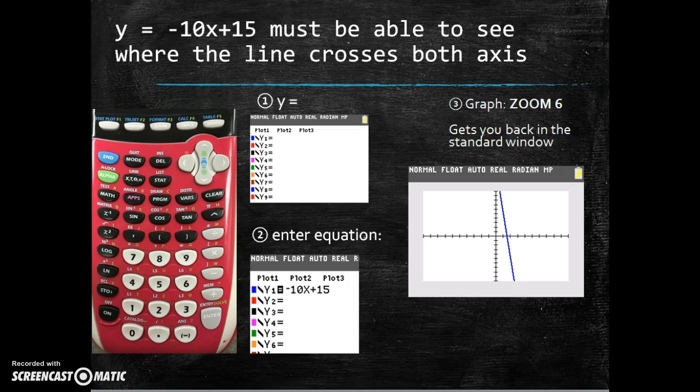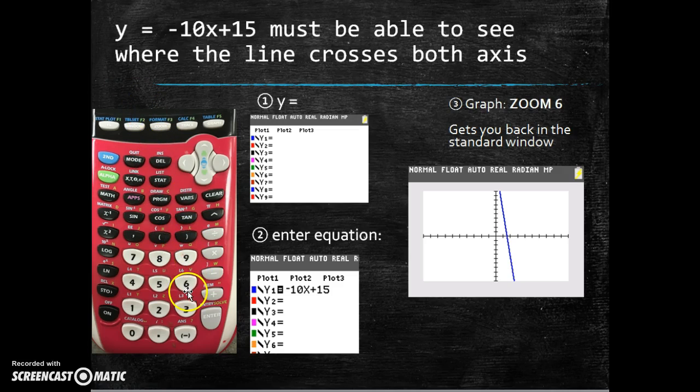Okay. I thought I pressed pause on my thing, sorry about that, I did not. So the next thing I have is y equals -10x plus 15. Again, I still need to see that, so do me a favor, press pause if you need to, and then I want you to enter a couple things. So y equals, enter the equation, but don't hit graph yet because you're going to be in a jacked up window. Instead, before you graph, I want you to hit zoom, 6, zoom is right here, and then the number 6.